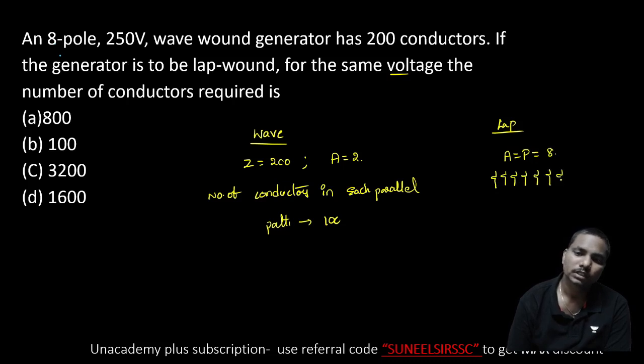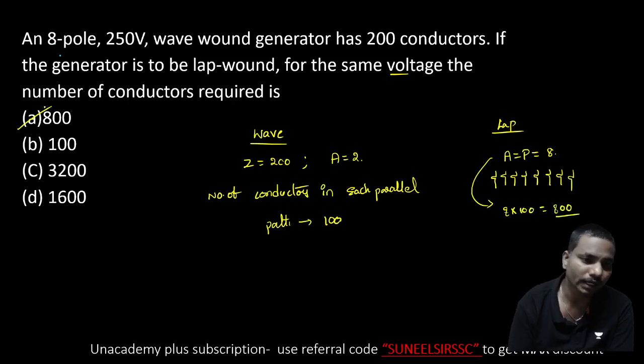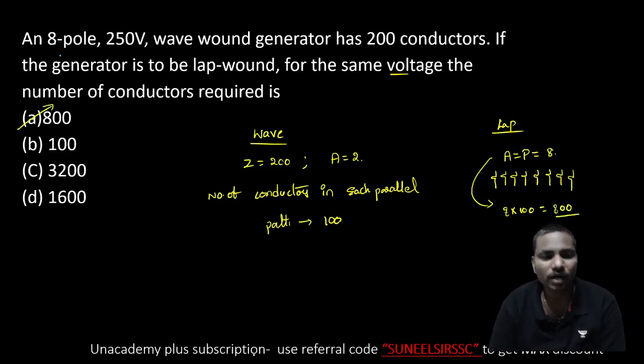5, 6, 7, 8. So each parallel path has 100 conductors. Here, 8 parallel paths in the sense that is 800 conductors. So we require 800 conductors for the same voltage.